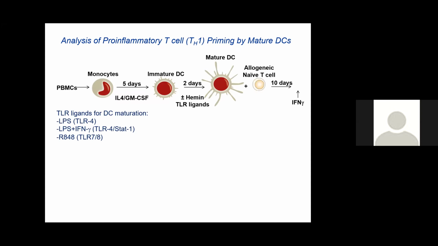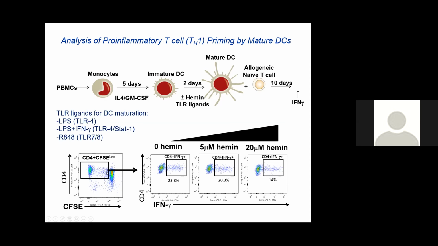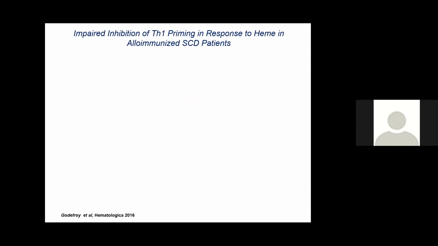And now we give them allogeneic naive T cells and ask, okay, how many Th1 cells do we get at the end? And this is a healthy donor plot. What we see with increasing concentration of heme is a decrease in the Th1 priming that this healthy donor dendritic cell is instructing.